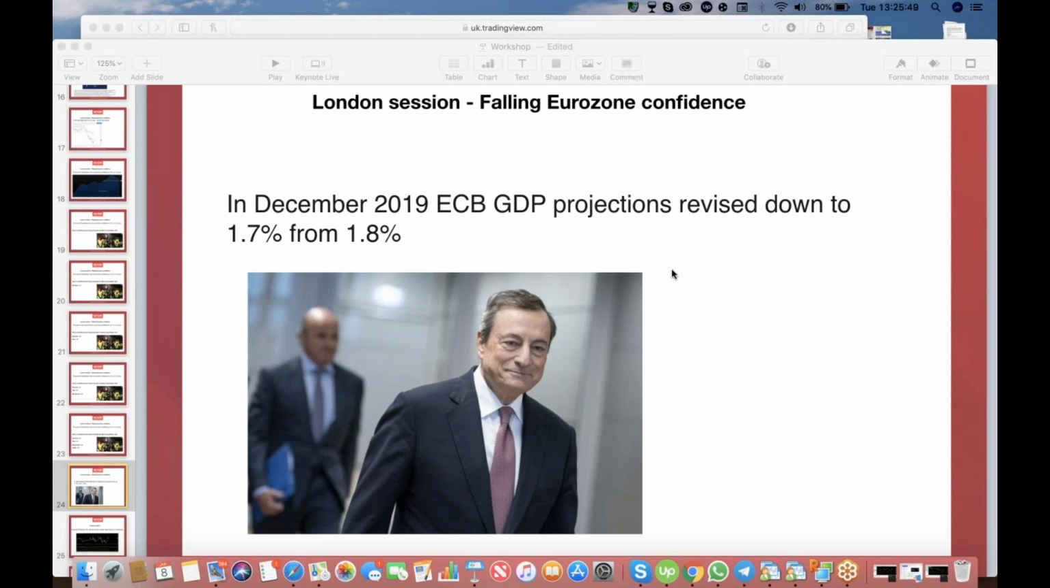So this is what the ECB's Mario Draghi is trying to do. He's saying, okay, we're projecting that we're going to have a lower gross domestic product next year. We're thinking it's going to be 1.7%.